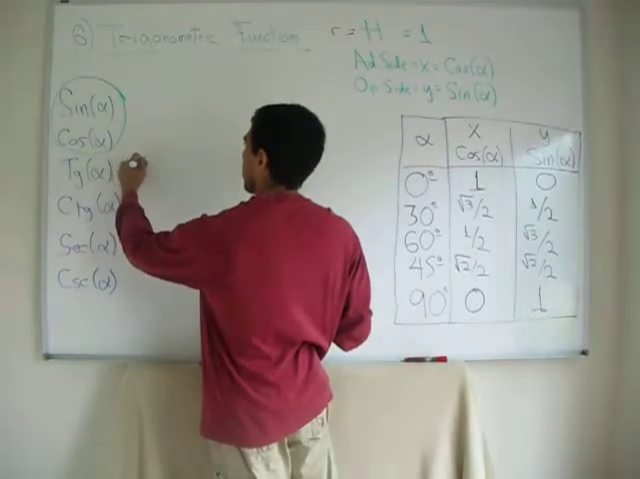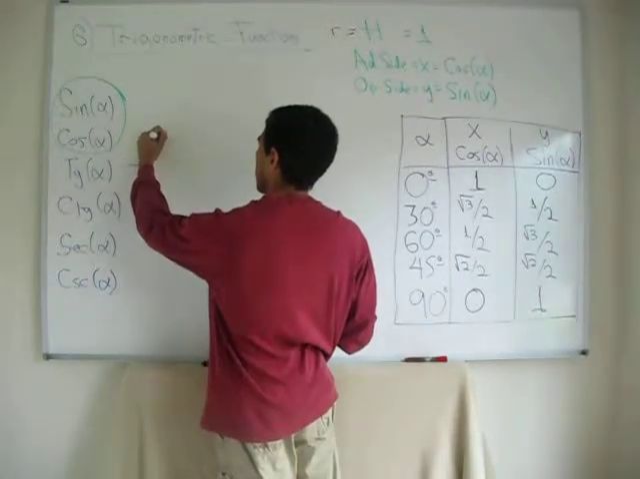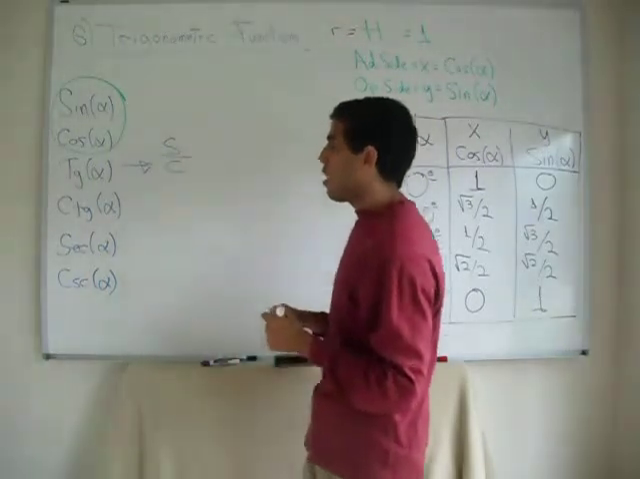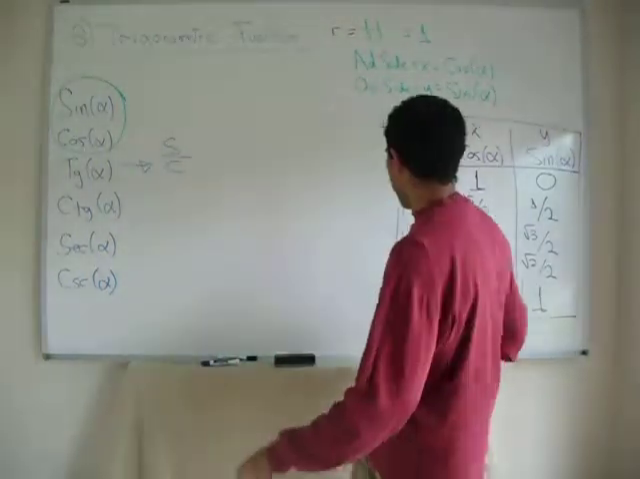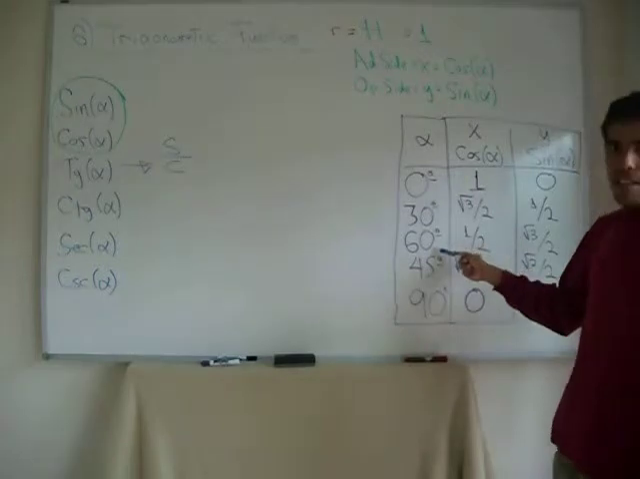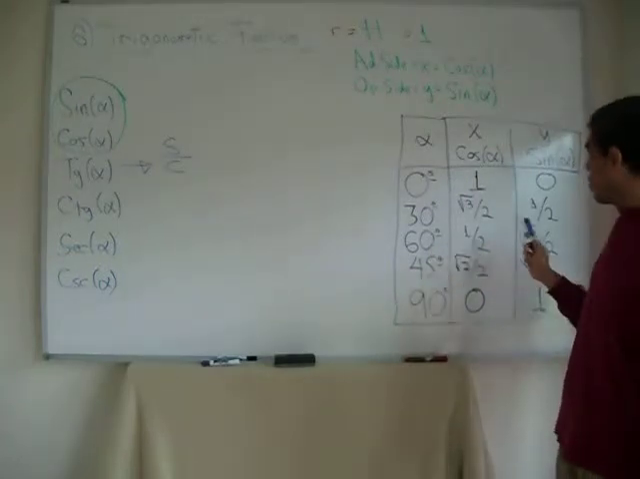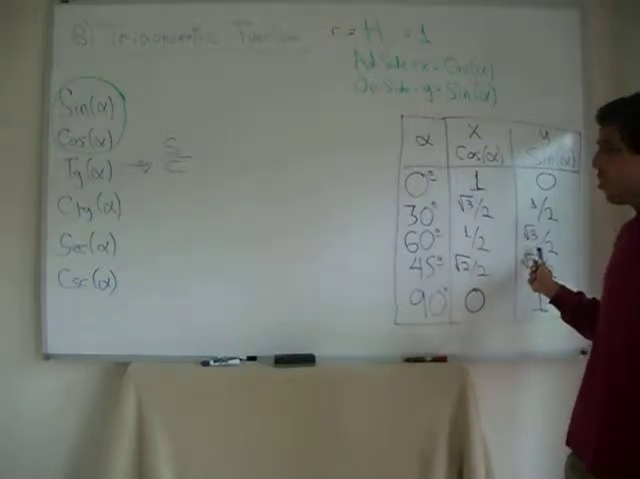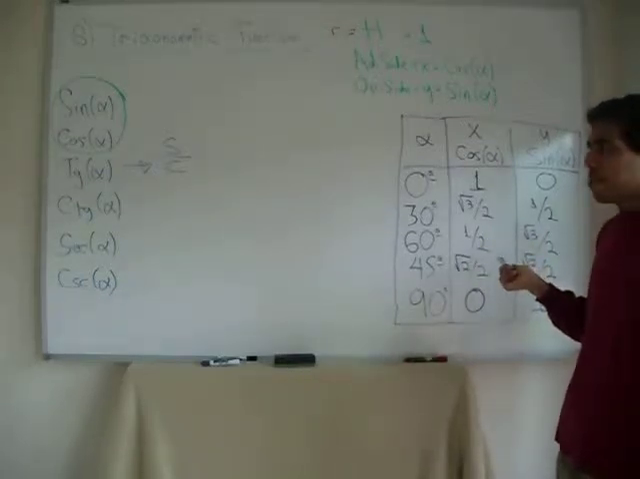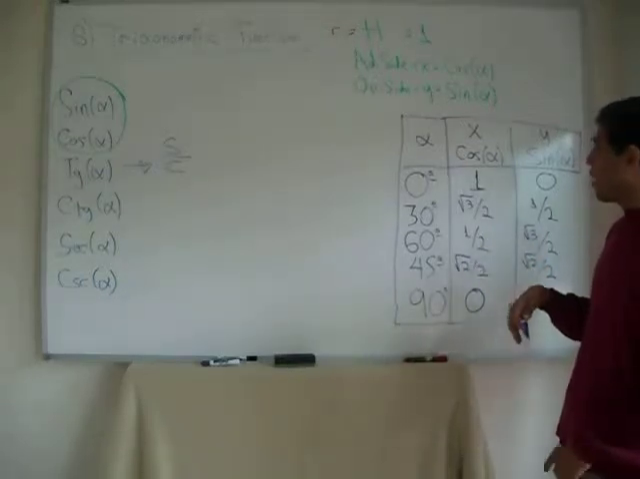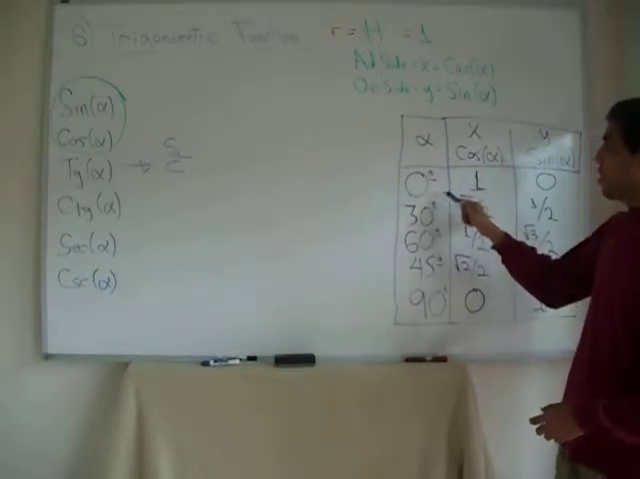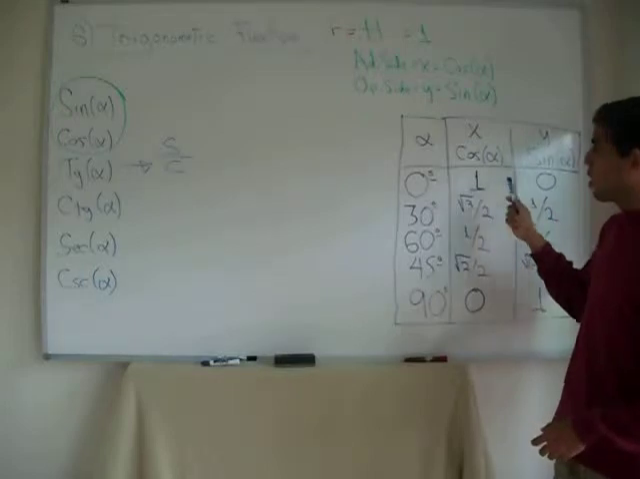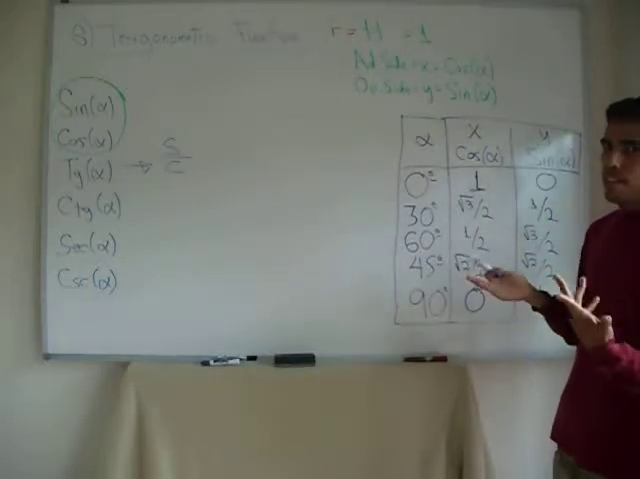Tangent is sin over cos. So let's say you want to find the tangent of 60 degrees. Well, just do sin over cos: square root of 3 over 2 over 1/2, and that's it. Let's say you want to find tangent of 0. We'll just do sin over cos: 0 over 1, 0. Tangent of 0 is 0.